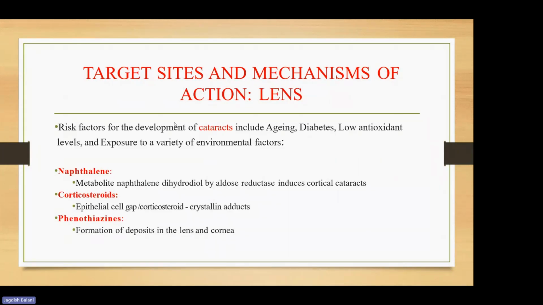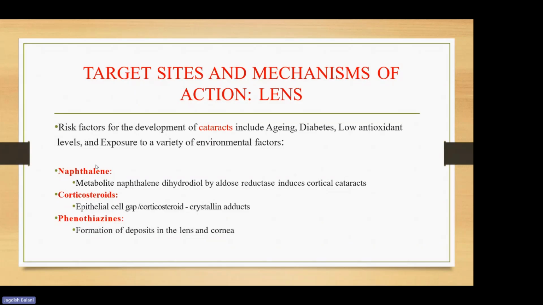In the lens, mostly cataract. You heard about the changes, the toxic response of any compound or even a local reaction. The disease normally created in the lens is cataract. It is created by aging, diabetes, or low antioxidant level. And these are the three chemicals or compounds used to create changes in the lens.